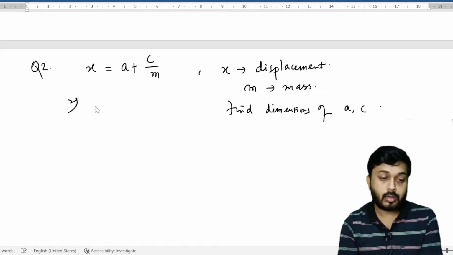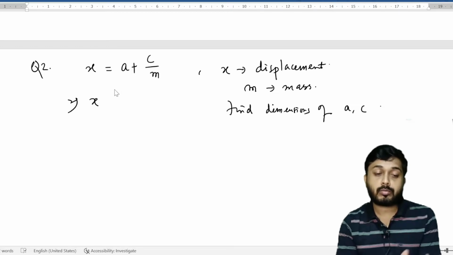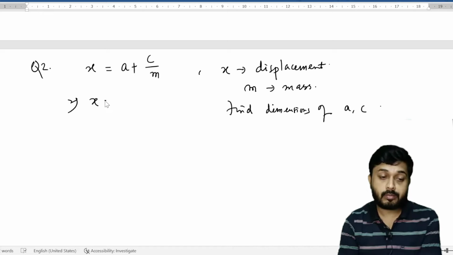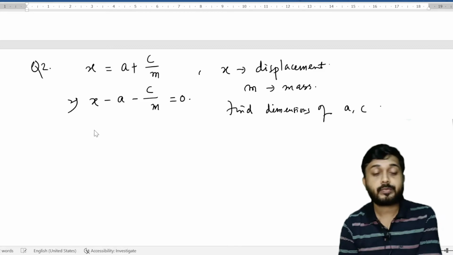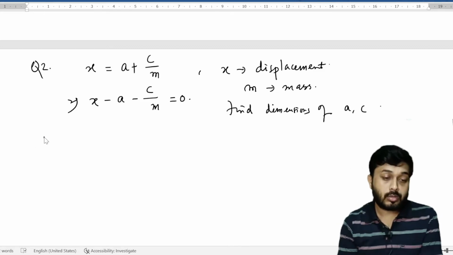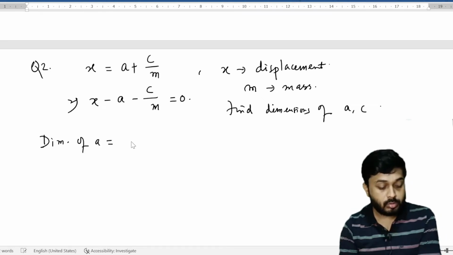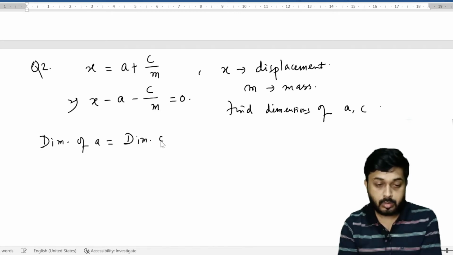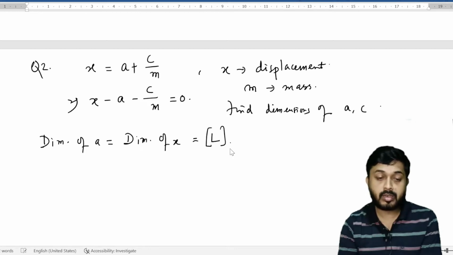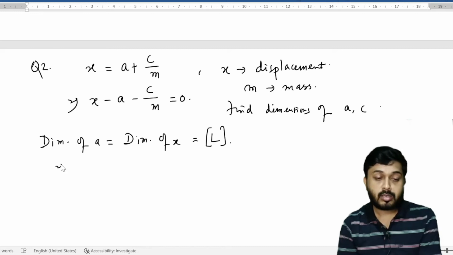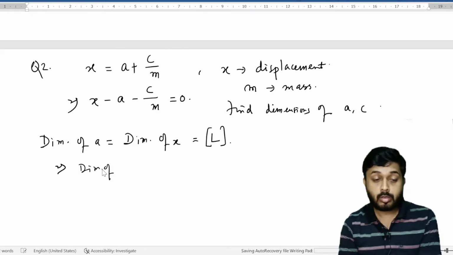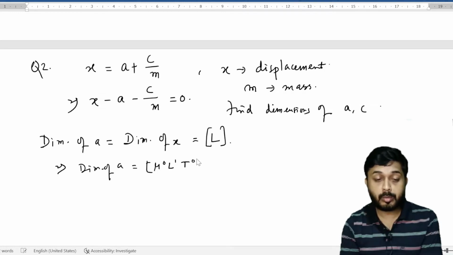How to do this? You take all the terms to the LHS, left hand side. X minus a minus c by m equal to 0. Thus you can write dimensions of a is equal to the dimensions of x. What is the dimension of x? L, which is displacement, and that is nothing but a length. So the dimensions of a equal to M to the power 0, L to the power 1 and T to the power 0.